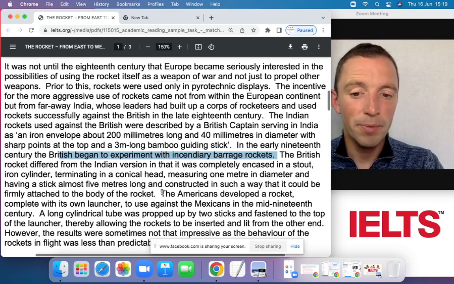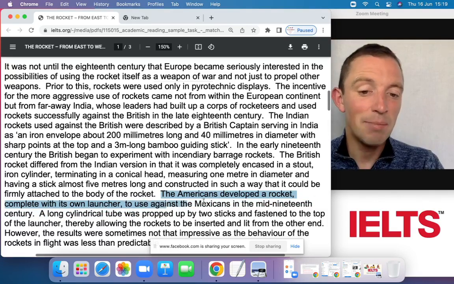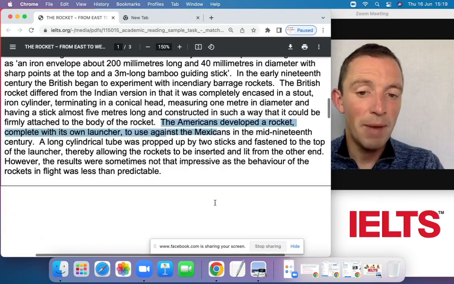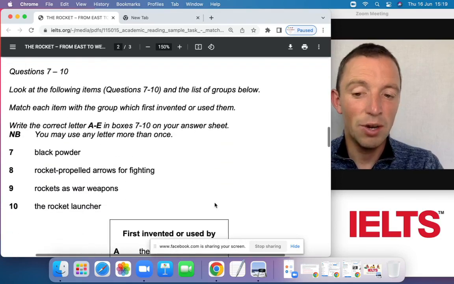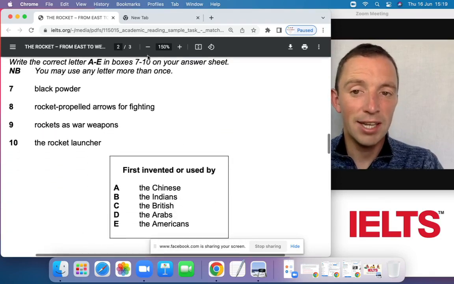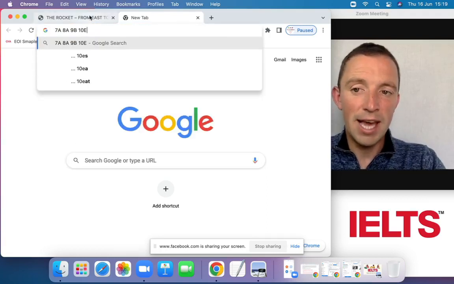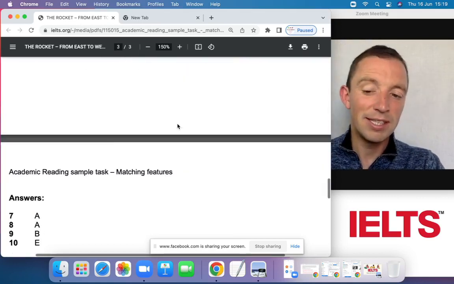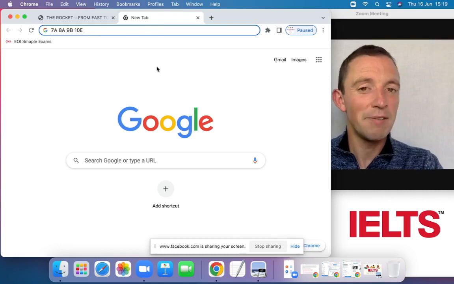So here we go. The Americans developed a rocket complete with its own launcher, very clear, very easy to use against the Mexicans in the mid-19th century. Therefore, clearly, the Americans invented or started using first the rocket launcher. Therefore, number 10, I think, is E. So we have 7A, 8A, and let's check the answers at the bottom here. Hopefully it's 7A, 8A, 9B. Yeah, okay, so everything is good.